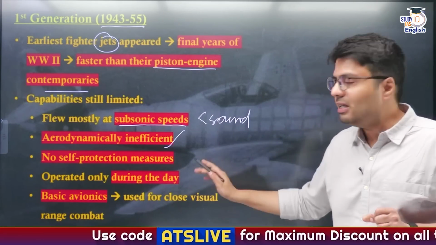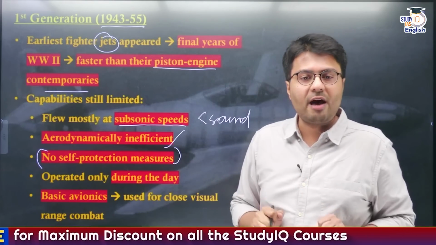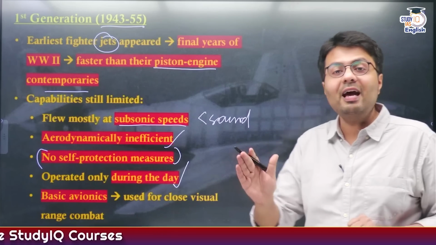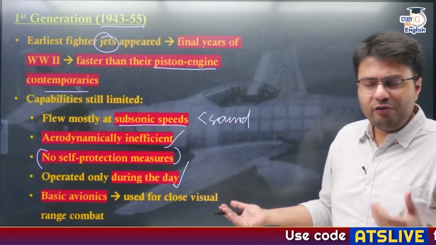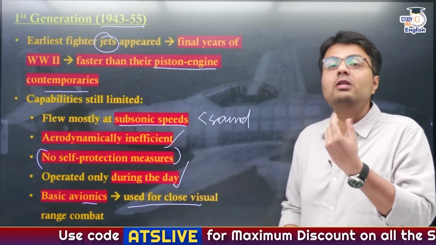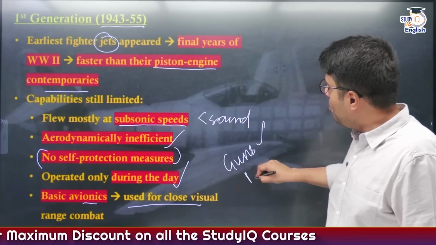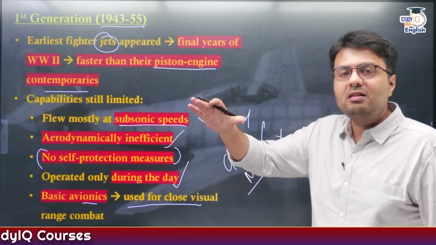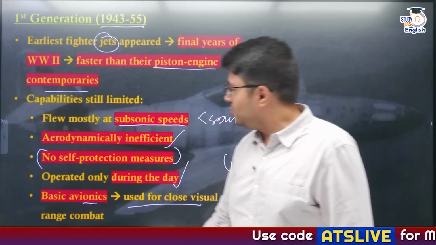Similarly, these fighter aircraft did not have any kind of self-protection measures like the current fighters have, and they only had a limitation that they can only be operated during the day and not at night. Similarly, they had basic technology, that is basic avionics, that were used to fight only in close range combat. Most of these fighter aircraft did not have missiles, they only had guns. So basically these were guns that were able to fly. Understood? So these all in all were the first generation aircraft.